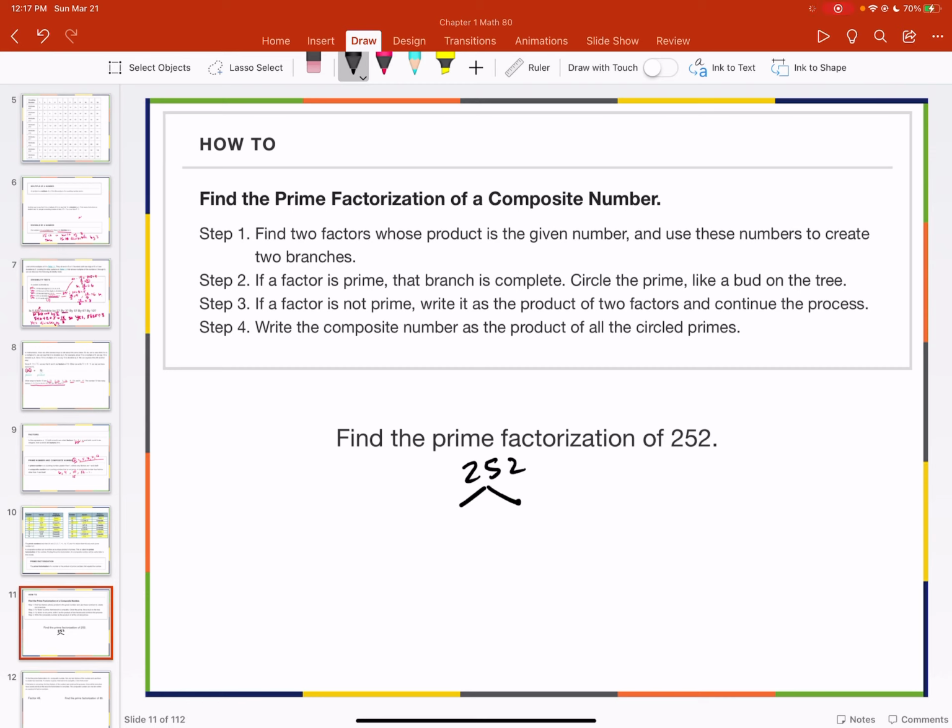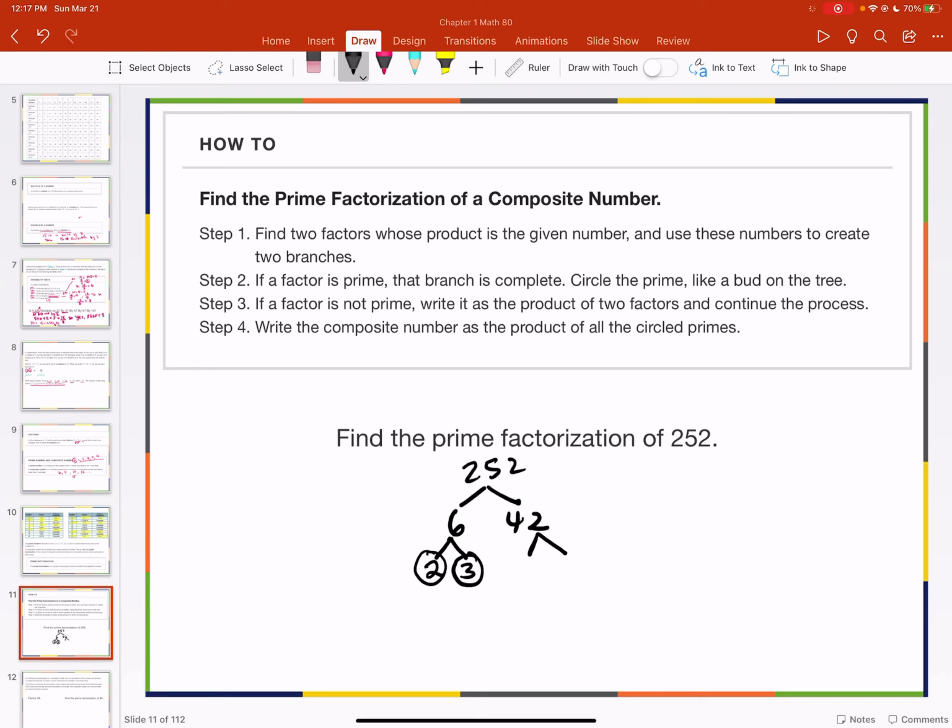I can also divide it by 3 because 2 plus 5 plus 2 is 9, and 9 is divisible by 3, right? So I can also divide it by 6. So let's say I did that. What's 252 divided by 6? So 252 is 6 times 42, right? These two multiplied together give me 252. And the factors of 6 that are primes are 2 and 3. So once you get to the edge of the branch, you circle it. So what are the factors of 42? Let's pick any one.